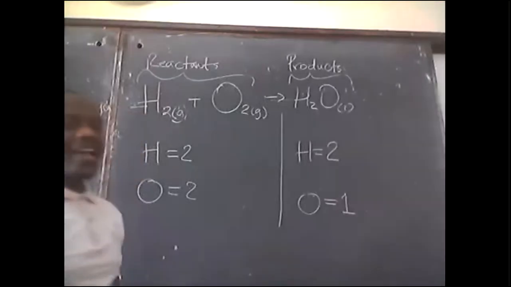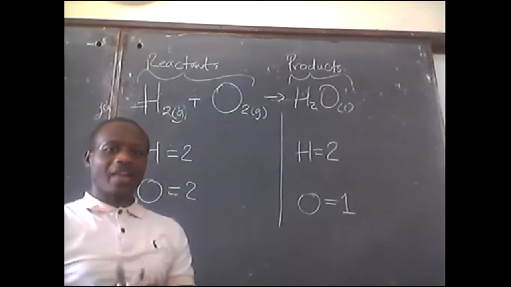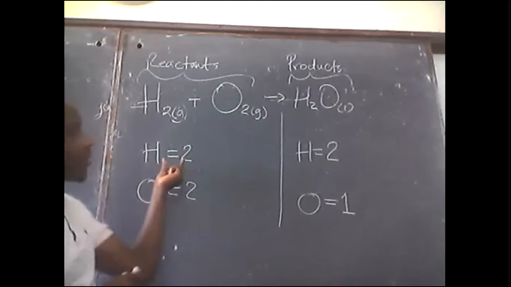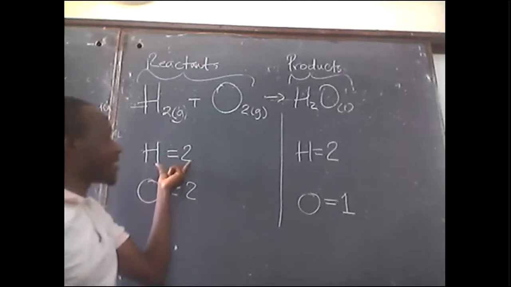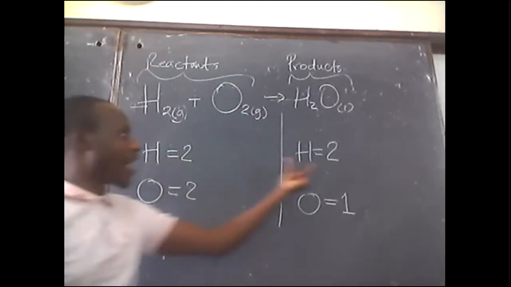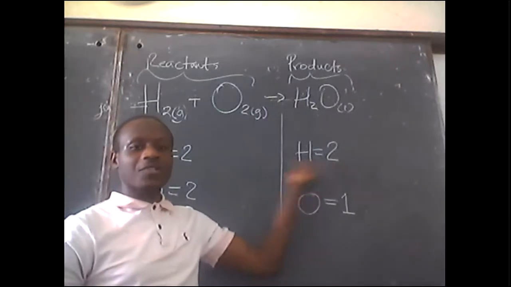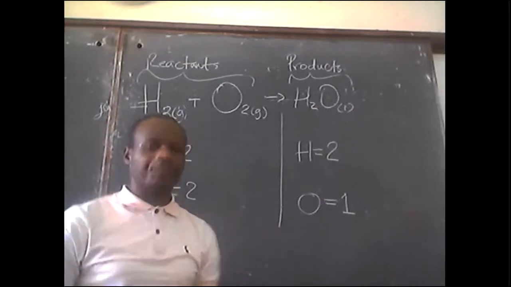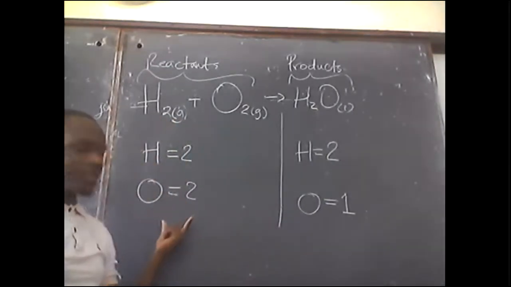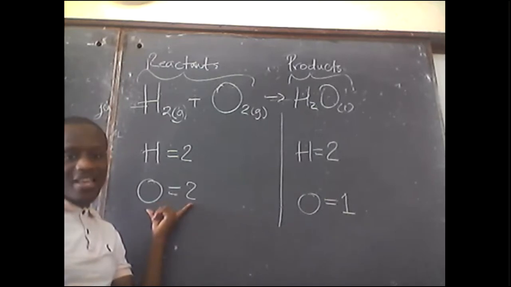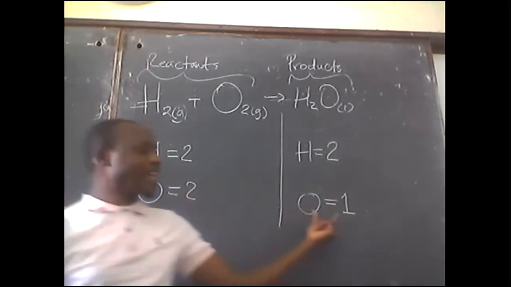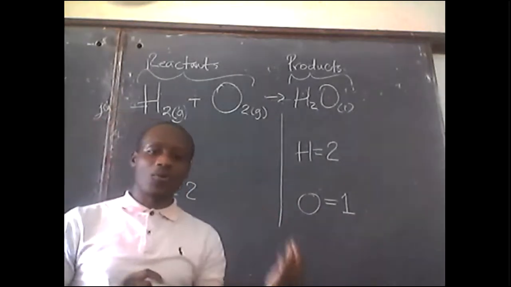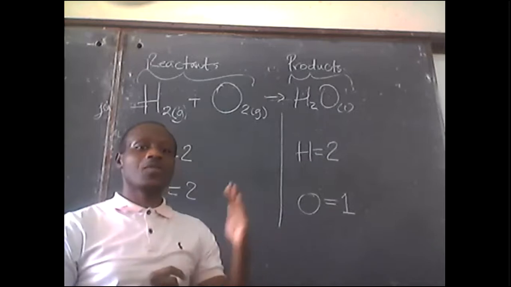So our first step is to identify whether atoms on the left hand side are equal to the atoms on the right hand side. When I look at hydrogen, on the left hand side I have 2 hydrogen atoms and I have 2 hydrogen atoms on the right hand side. So I would say that hydrogen atoms are balanced or they are fine. When I go to oxygen atoms, for oxygen on the left hand side I have 2 atoms. On the right hand side I have 1 atom. That means that oxygen atoms are not equal on the left hand side and right hand side. So they are not balanced.